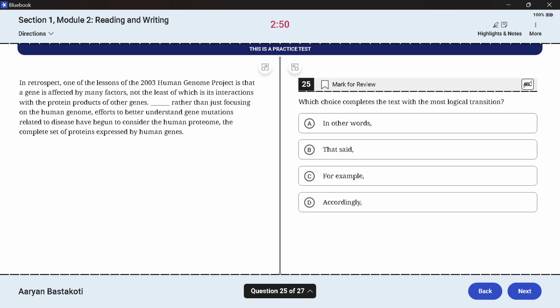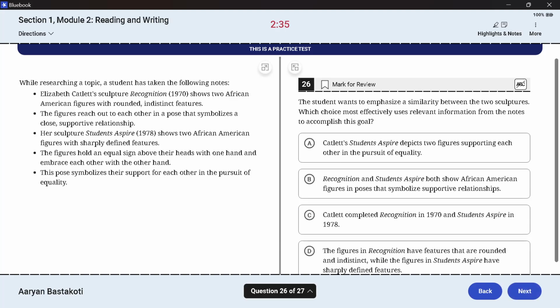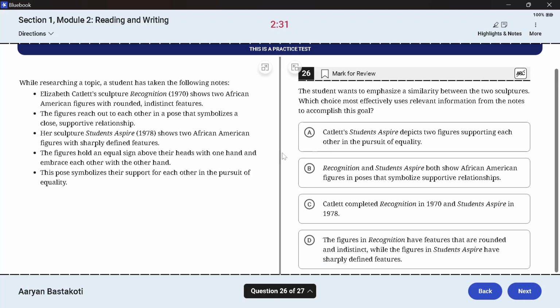However does not seem like the right answer. Accordingly seems like the right answer. Rather than that said, for example, okay, accordingly, I'm choosing accordingly. I'm not sure. The student wants to emphasize a similarity between two sculptures. Student's Aspire depicts two figures supporting each other. Recognition and Aspire both show African American figures in poses that symbolize supportive relationships.